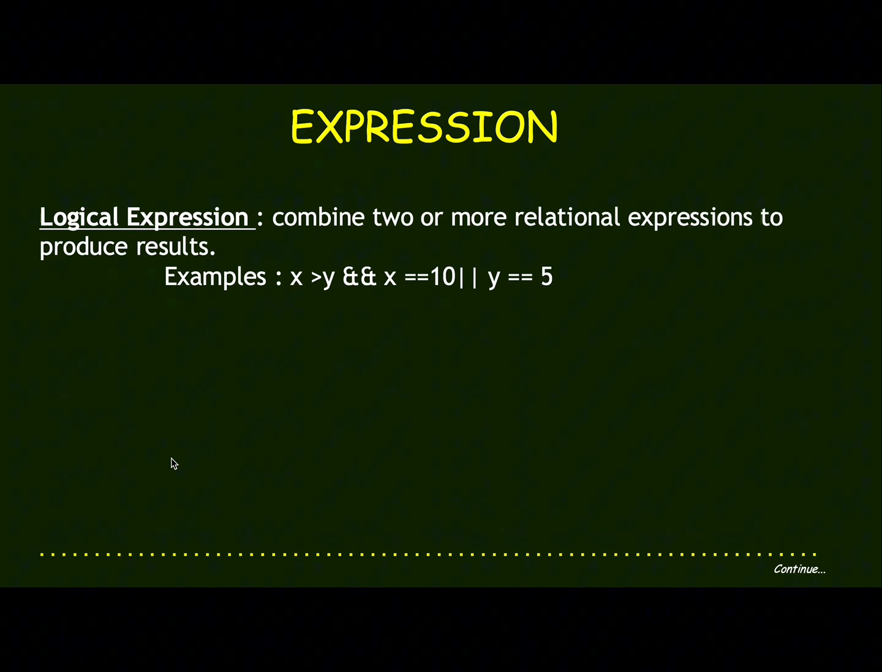Now, logical expression. Logical expression combines two or more relational expressions to produce results. When you look at this example, we have relational and also logical expressions. The logical ones are these, which come with the sign, the and, then we have the or here. The not did not come in, but with these two we can say that it is logical.